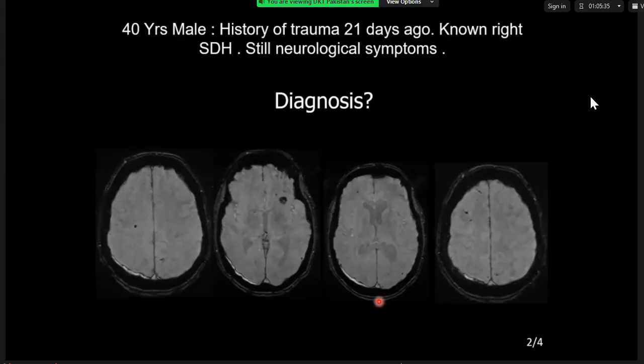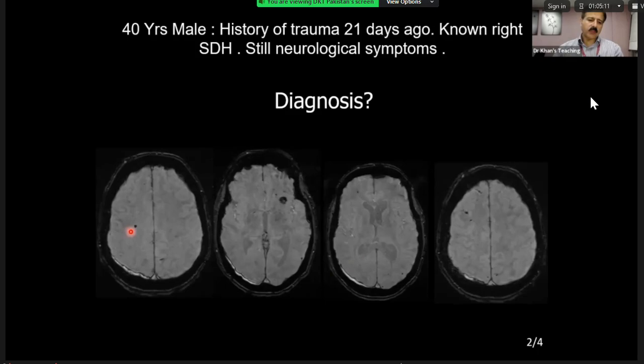There's also prominence of the left lateral ventricle. That may be related to the way the slices are taken. There's also another small focus of high signal in the superior right frontal lobe. Okay, so we can see this low signal here, maybe here, another one here, another one here.